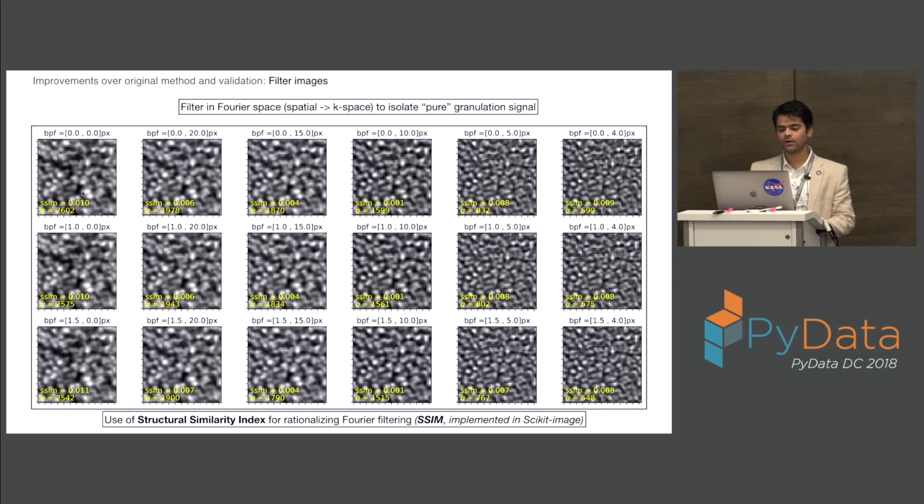In this example, you filter the different images until the structural similarity index becomes constant. Basically I stopped about there, because even if you filter further, you don't gain anything. That's when you know that you can stop. And you don't want to go too far, because then you start cutting into the granule signal, and you want to keep those granules intact.